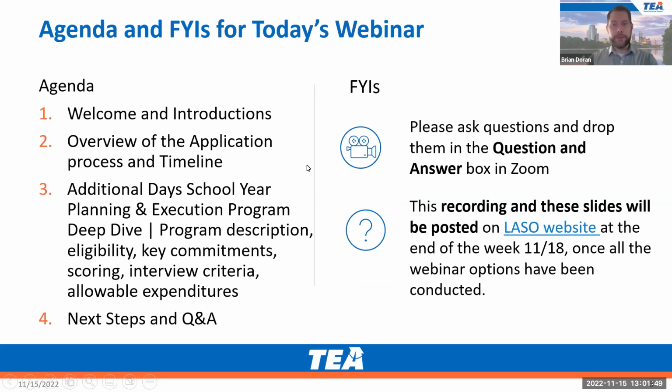Today, we'll walk through a number of different things. First is those quick welcome and introductions, and we'll talk through an overview of the application process and timeline. Basically, what is LASO? What does it mean for application process? Then we'll dive in deeper into ADSI PEP Summer's program description, eligibility, key commitments, scoring, interview criteria, all of those different pieces that you'll need to know about before making a decision about if this is right for you or not. And then we'll close out with any next steps and have some opportunity at the end for Q&A.